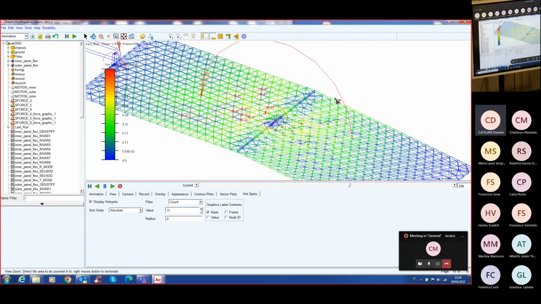Okay, that's all for this part of the model in which we have included the flexible body. Any question on this? All clear, guys?